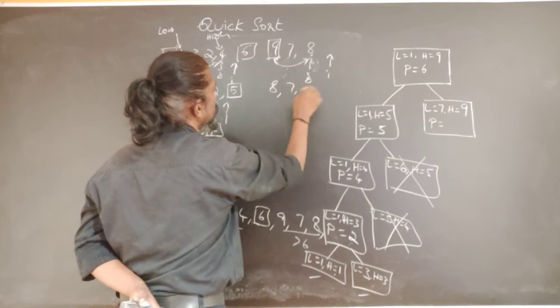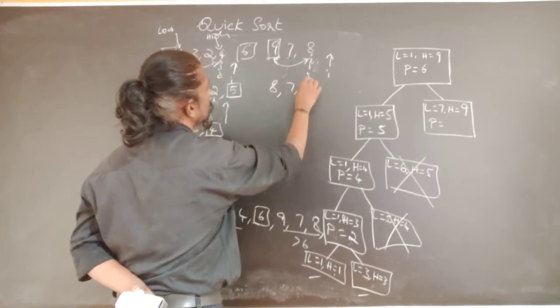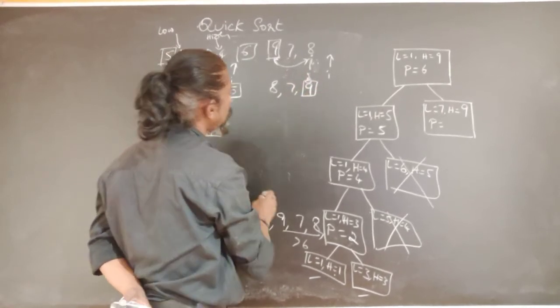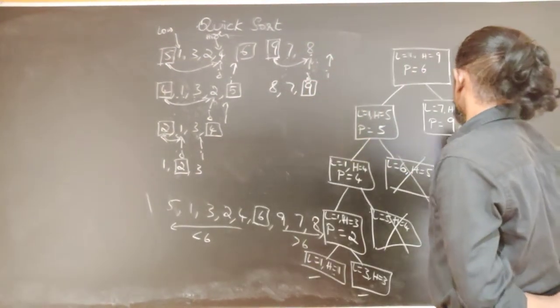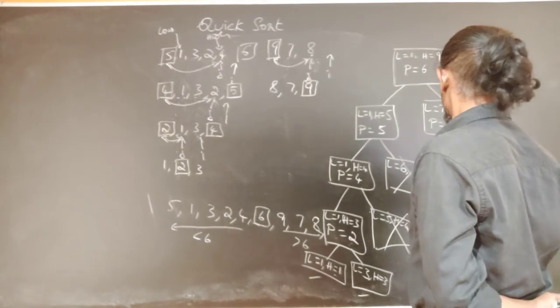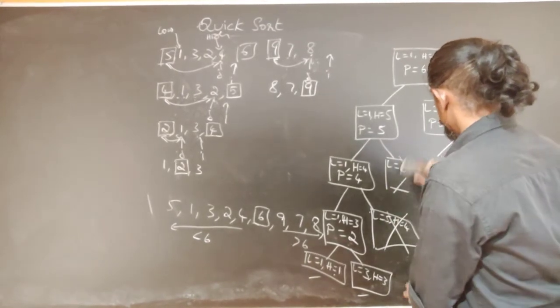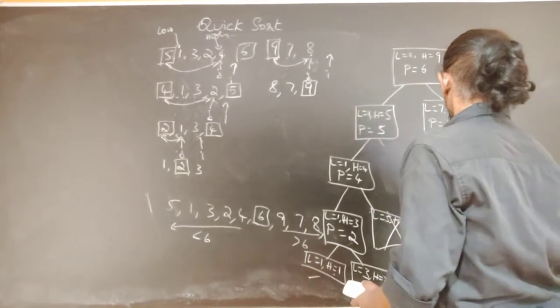8, 7, 9. Okay, so 9. So now here the partition has occurred at 9. This has given rise to two subarrays. Okay, anyways this is not there, so I erase it.